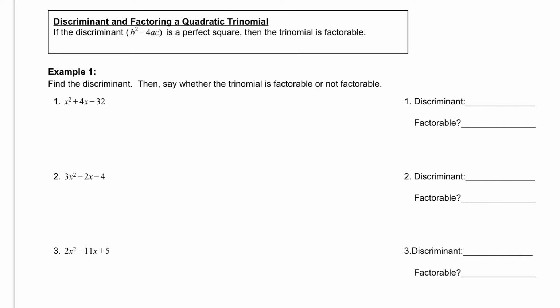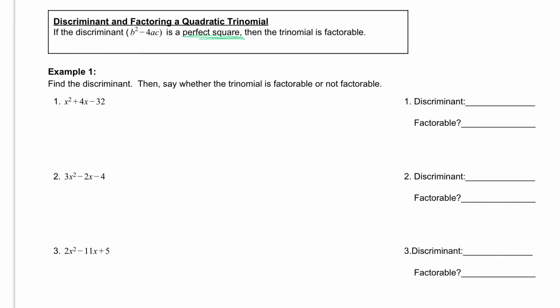In the Day 6 notes, we're going to talk about a trick that will help us determine whether something is factorable or not as we get into the Day 7 notes. The discriminant in factoring a quadratic trinomial. If the discriminant, which remember was from our quadratic formula, b squared minus 4 times a times c, is a perfect square, and that's the important part, then the trinomial is going to be factorable. If it's not a perfect square, it's not going to be factorable.